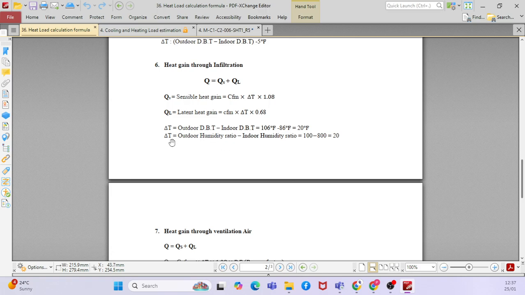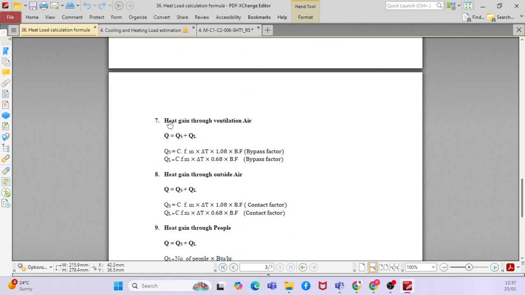See here, delta T. Okay, you can see there. This delta T is nothing but outdoor humidity ratio minus indoor humidity ratio for the latent, because it is a moisture, right? When you talk about sensible heat, it is actually supposed to be delta T. It should not be delta H. So you're calculating what is the sensible heat gain and what is the latent heat gain.